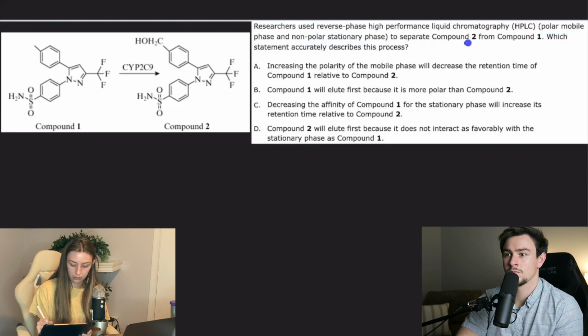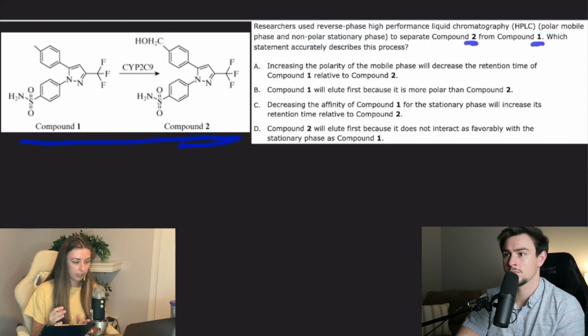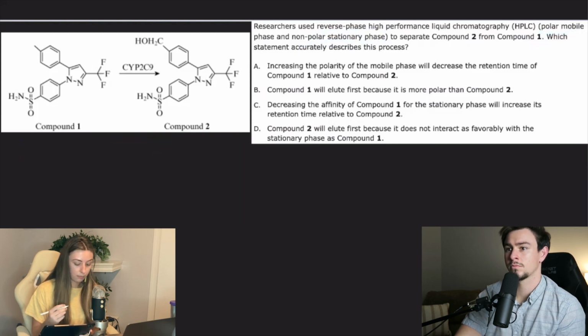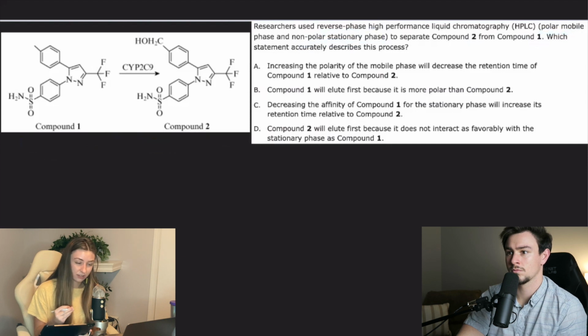To separate compound 2 from compound 1, those were given to me in the passage, so I put them right here. You didn't need to know anything else about the passage. You just need to know these two molecules right here.